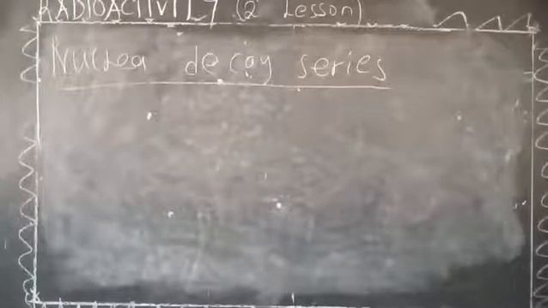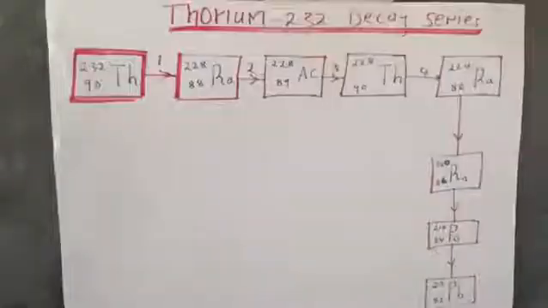The progressive decay of unstable nuclides until a stable nuclide is formed is what is referred to as the radioactive decay series. Consider the series on the board for the decay of thorium-232 to form a stable nuclide of lead-212. So let's have a look at this.